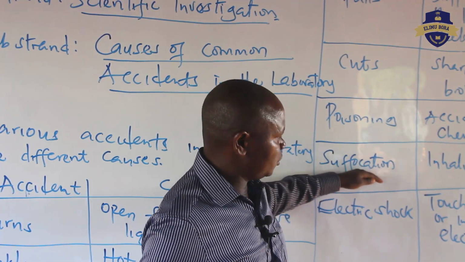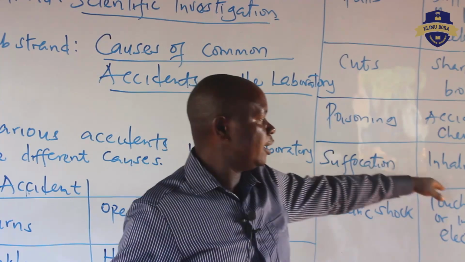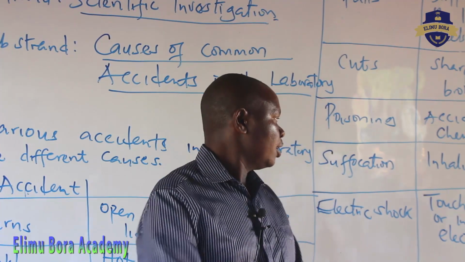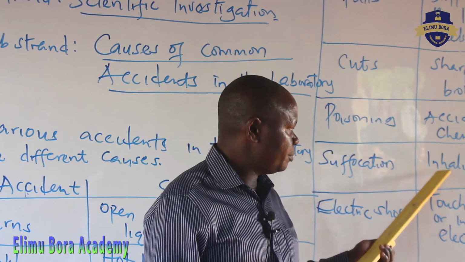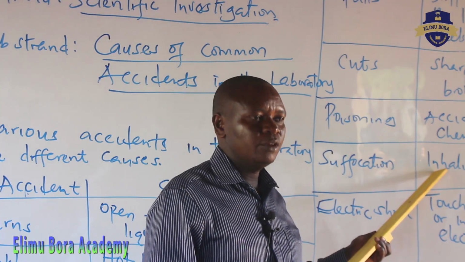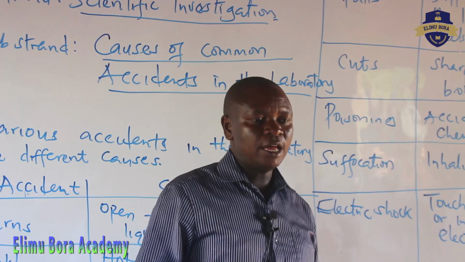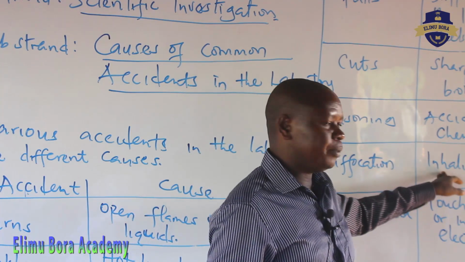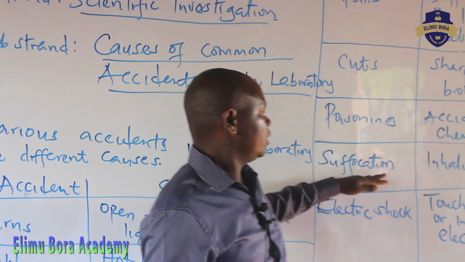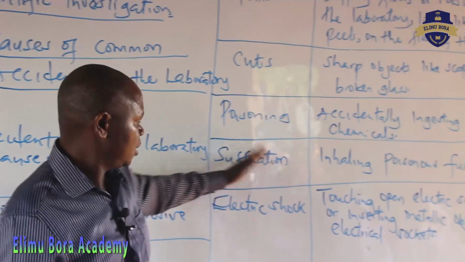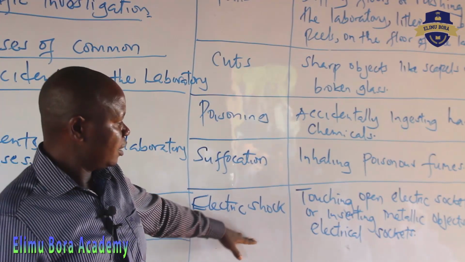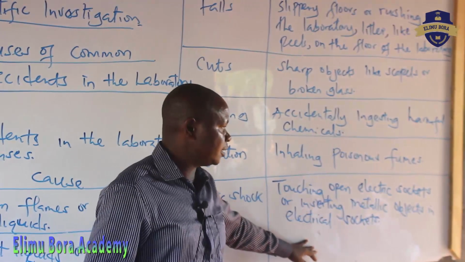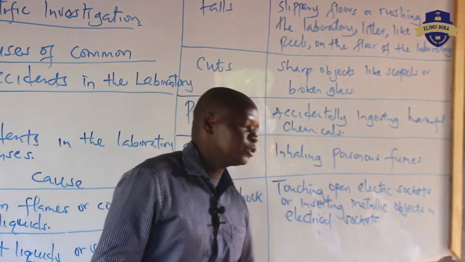Then you also have suffocation. Suffocation is caused by what? Inhaling poisonous fumes. You know, most of the experiments in the laboratory, when you heat substances, they normally produce some gases. We have gases that are poisonous, others are not poisonous. Now, if you are going to inhale a poisonous gas, you are likely to suffocate. Electric shock. Electric shock is caused by what? Touching open electric sockets or inserting metallic objects in electrical sockets.